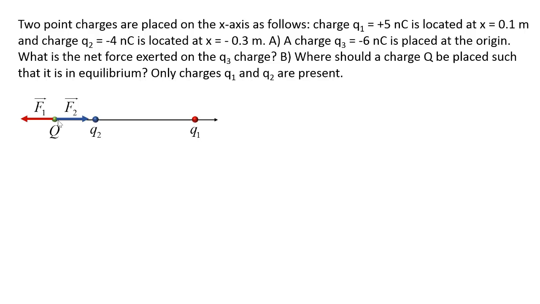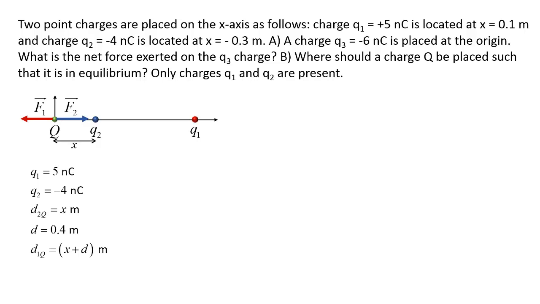I will choose the zero of the coordinate system exactly at the position of charge Q. That means that the distance between charge Q and Q2 will be unknown, and this is what I need to figure out, and I'm going to call that distance x. And the distance between Q1 and Q2 is nothing else than 0.1 meters plus 0.3 meters, which is 0.4 meters. And here's what the problem gives us.